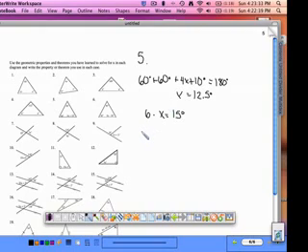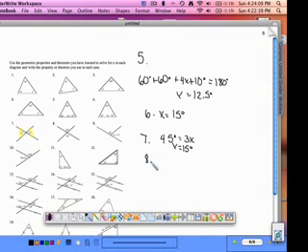The next few problems involve intersecting lines. In number 7, we have vertical angles. Vertical angles are congruent. So these two angles would be equal in measure. The equation we would write is 45 degrees is equal to 3x. When you solve this equation, you should get that x is equal to 15 degrees.